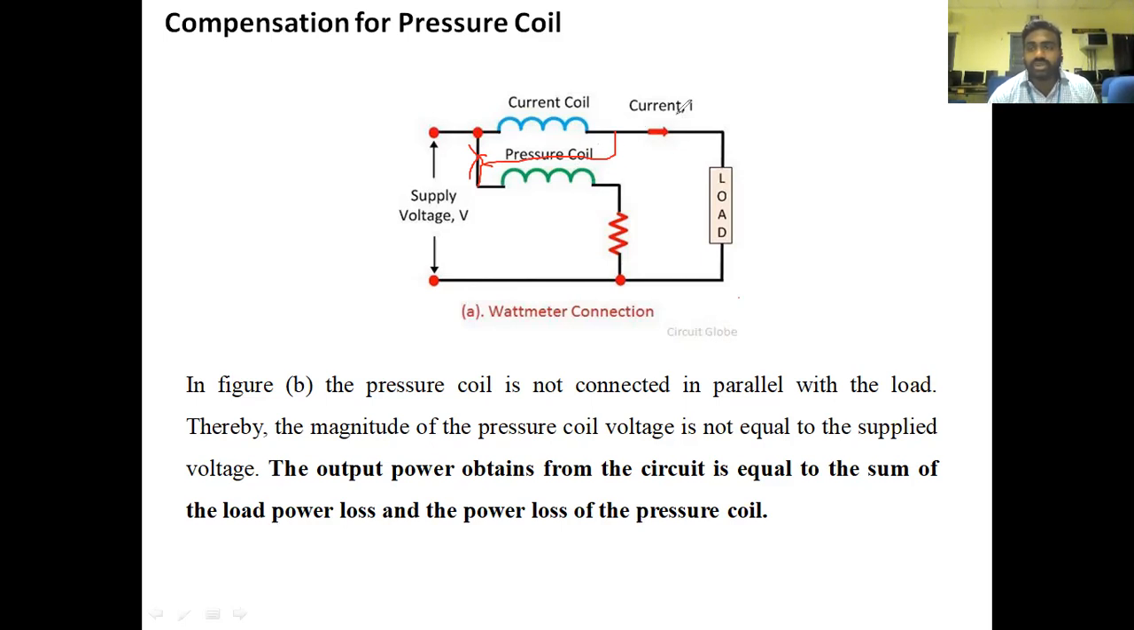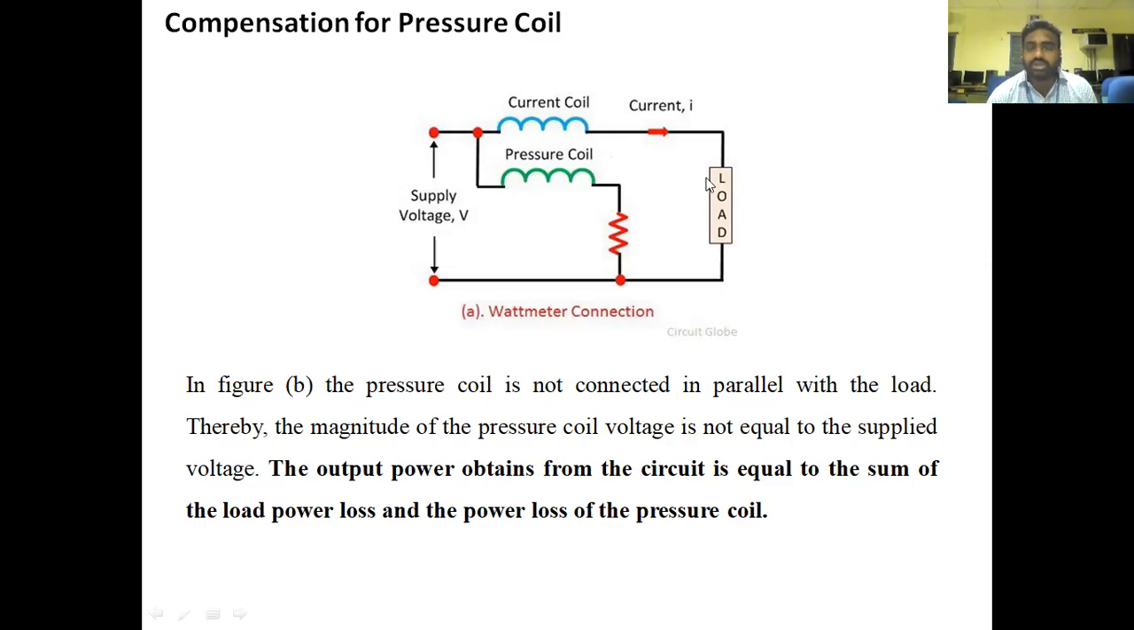So these are the two types of compensations which we observed here. In the first compensation mechanism, we have seen the voltage across the pressure coil is equal to the supply voltage. This is the first compensation. We can reduce the loss coefficient. And the second thing is, the pressure coil is connected next to the current coil. So this is one of the important compensation mechanisms.